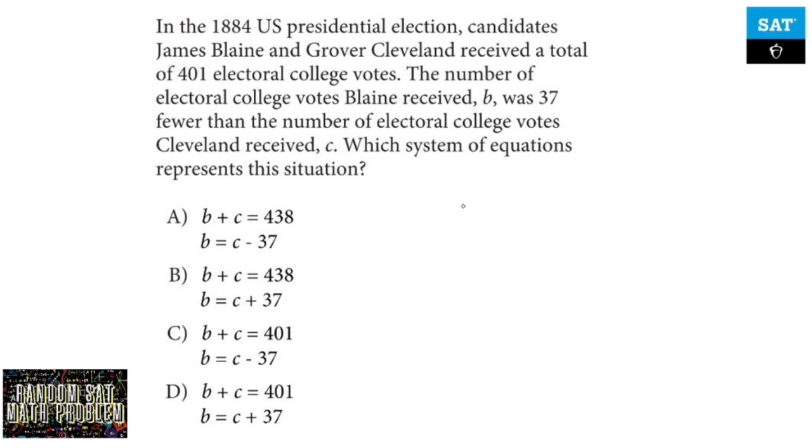All right, so it gives me a total here. So Blaine plus Cleveland, that's a C, received 401. So that eliminates two options. I don't know why they gave me those two options, but they did. Blaine was 37 fewer than Cleveland. So I had my total equation. It compared Blaine to Cleveland using those words. Blaine is the same as 37 taken away from C. Speaking of C, that's going to be my answer.